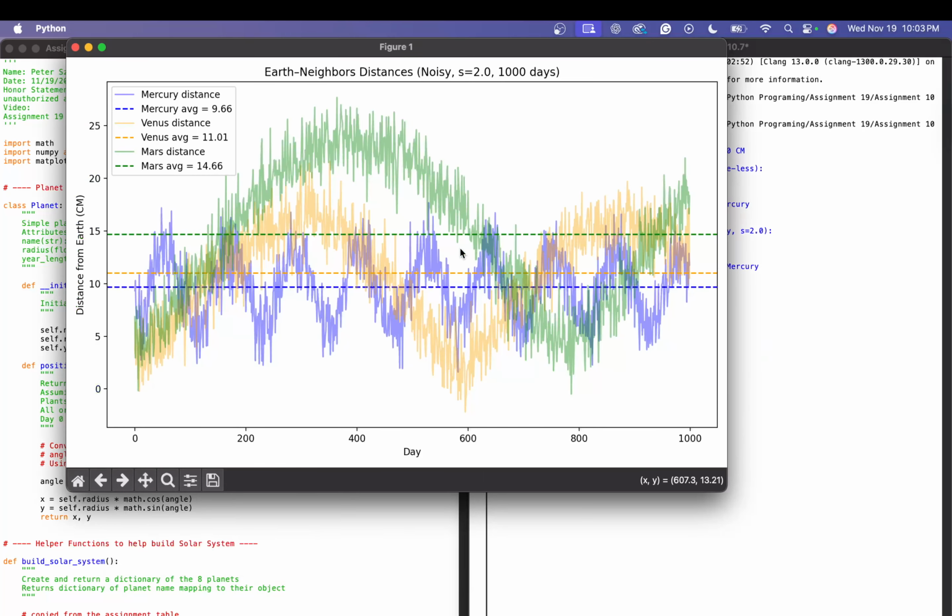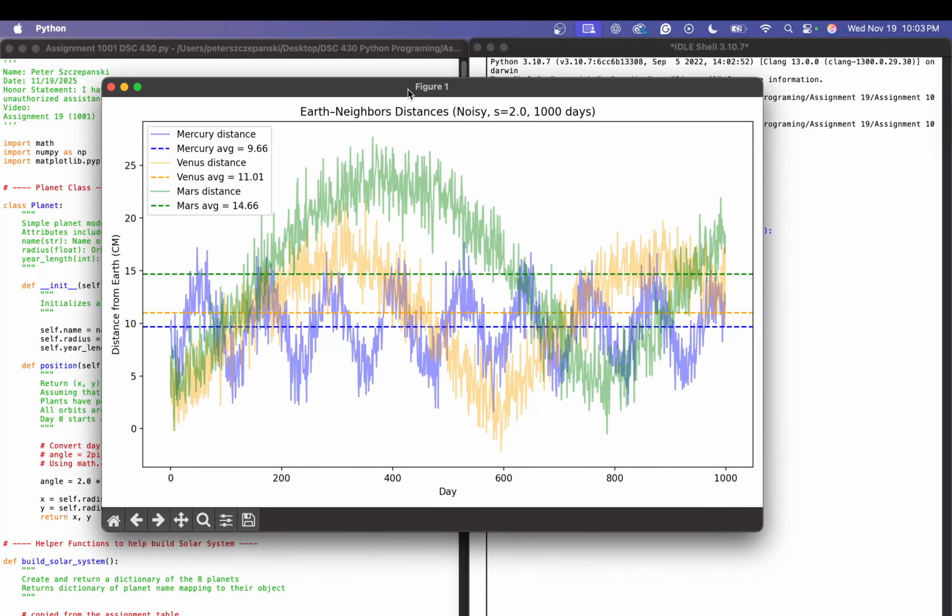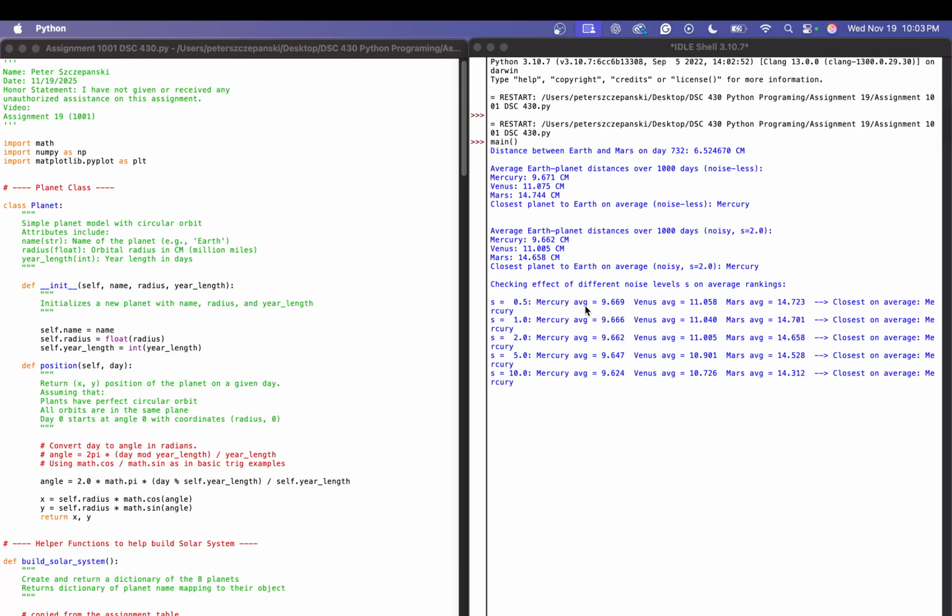So as soon as we exit out of this, we see how it all looks with noise, and it doesn't change too much. However, Mercury is at 9.66 and Venus is at 11.1. So while Venus is a little closer, according to this graph, Mercury is still closer by a long shot on average.